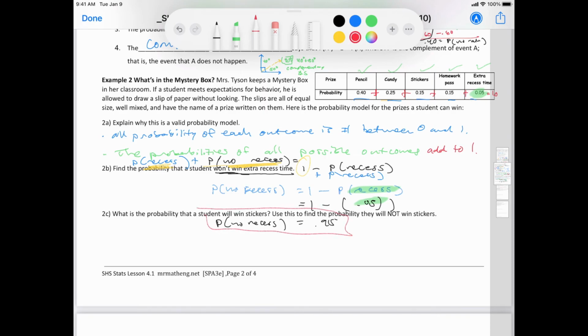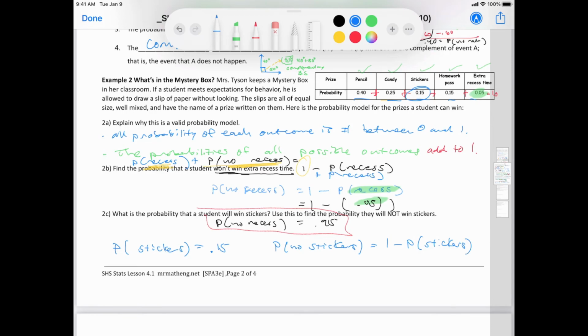All right, let's try C together. What is the probability that a student will win stickers? So the probability of stickers is equal to 0.15. Use this to find the probability they will not win stickers. So probability of no stickers, if you want to use the complement, is again 1 minus the probability that you will win stickers.